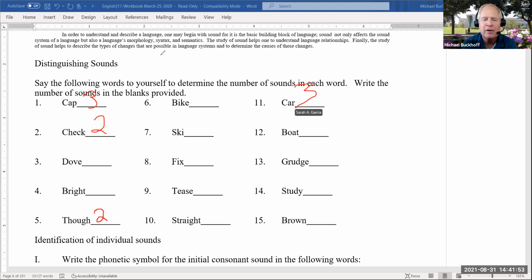Straight, car, boat, grudge, study, brown. There we go. Now we're doing it. Let's see what happens. In a minute, I'm going to have you guys double check and see what you think is good or bad.